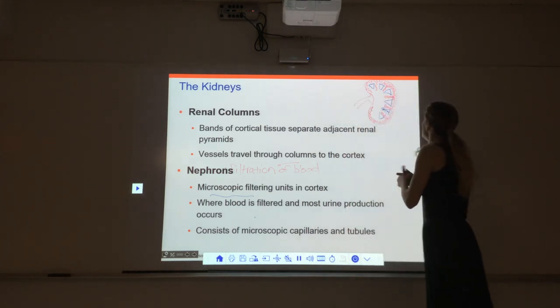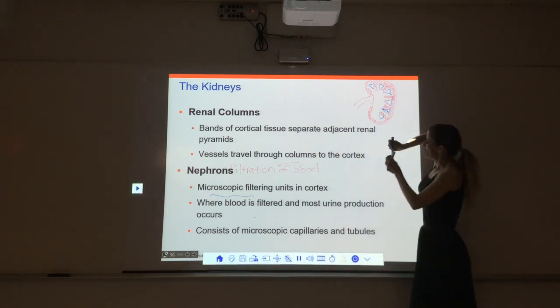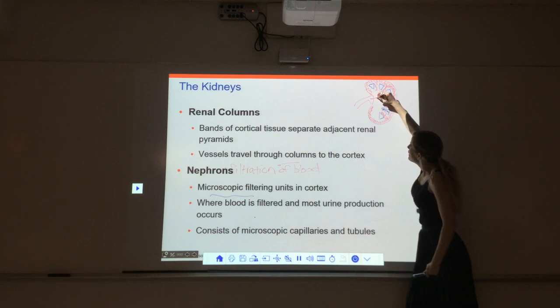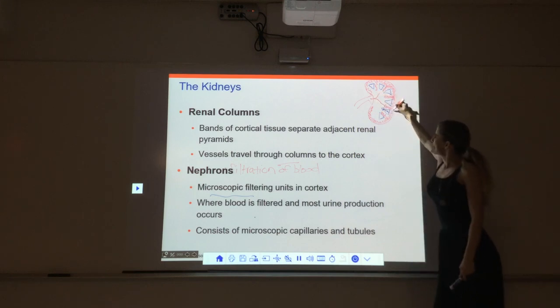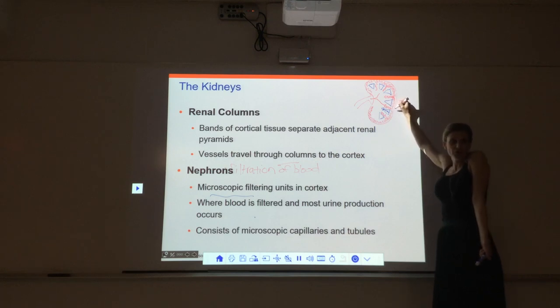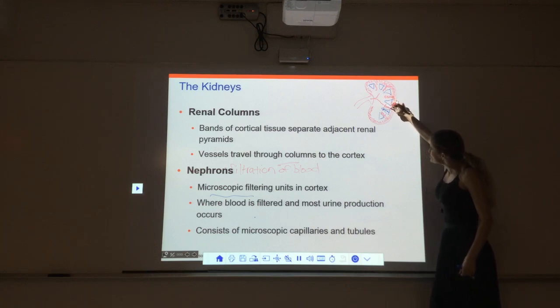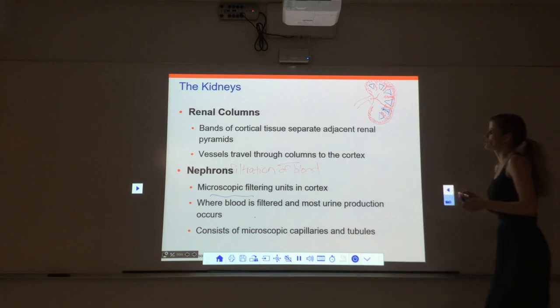I said that, I need another color. I said that the blood vessels will come in here at the hilum, right? And they'll branch, right, they'll split, but they need to make their way out here to the cortex. This is where the blood's filtered. So the whole point is to get the blood out there. So the blood vessels can't travel through these pyramids, but these renal columns provide a nice route or pathway for the blood vessels to travel out to the cortex where we can then filter it.